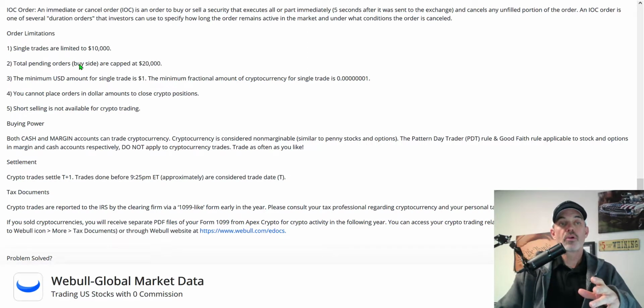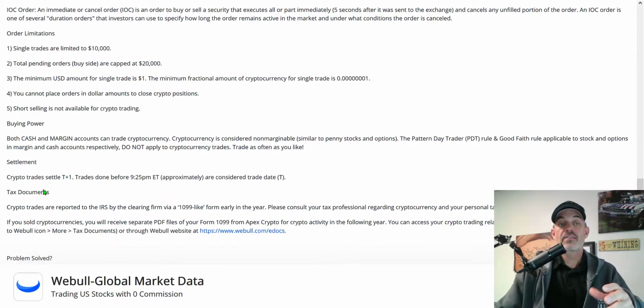Total pending orders on the buy side are capped at 20,000. The minimum USD for a single trade is $1. And then you cannot place orders in dollar amounts to close crypto positions, and short selling is not available for crypto. But with buying power, both your cash and margin accounts can trade cryptocurrencies.